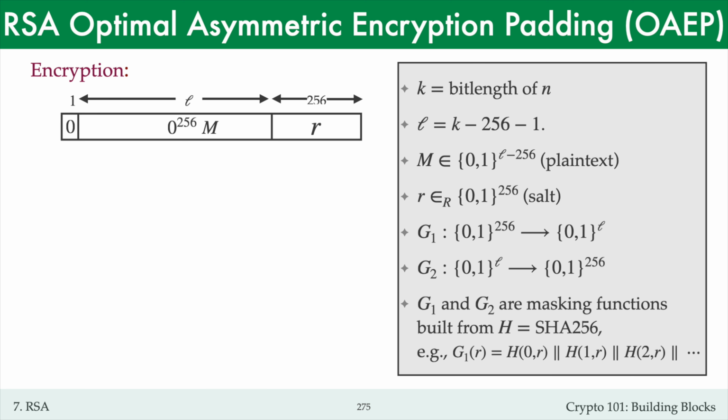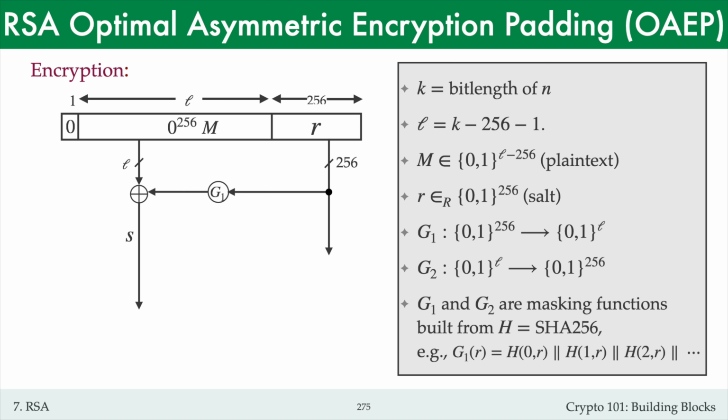Now, to encrypt the plaintext M, first select a salt R and append to its left the plaintext M and 256 0 bits followed by a single 0 bit. Note that the resulting bit string has length exactly k bits. The leftmost 0 bit ensures that the integer is less than the modulus n, which is k bits long. The string of 256 0 bits serves as formatting for M. The string R serves as a salt.